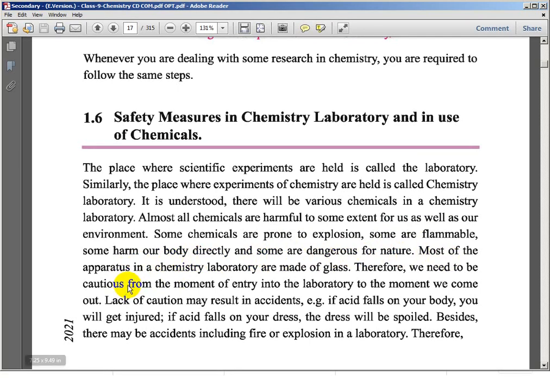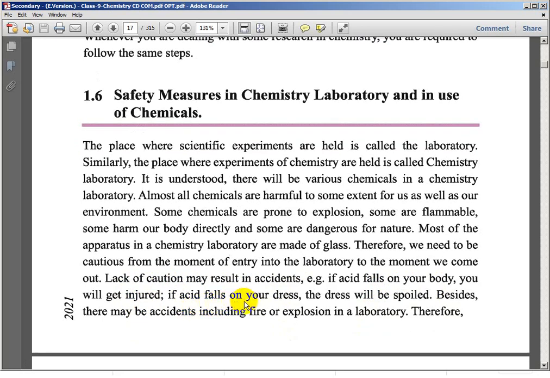Most of the apparatus in a chemistry laboratory is made of glass. Therefore, we need to be cautious from the moment we enter the laboratory to the moment we come out. A lack of caution may result in an accident. If acid falls on your body, you will get injured. If acid falls on your dress, the dress will be spoiled. Besides, there may be accidents including fire or explosion in a laboratory.